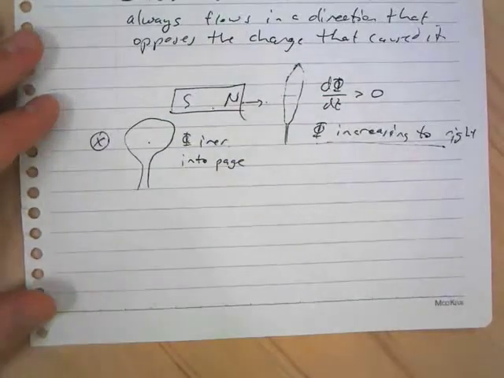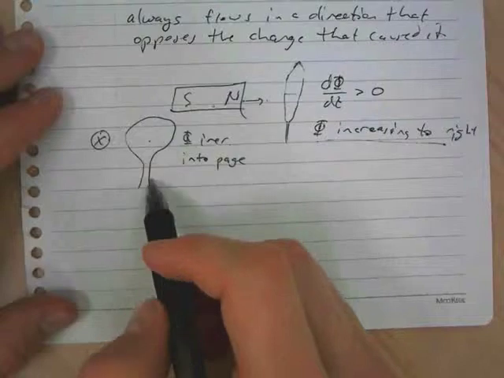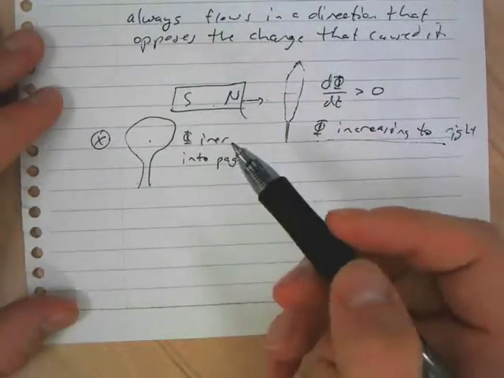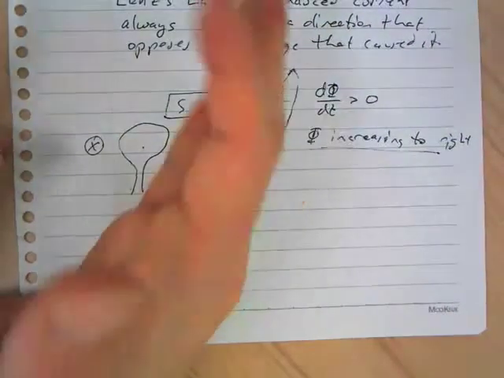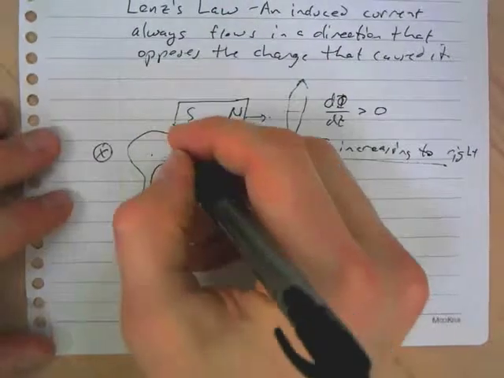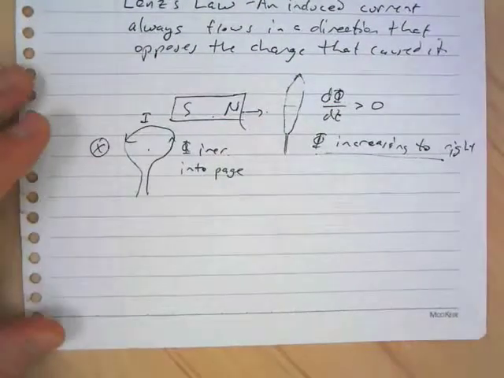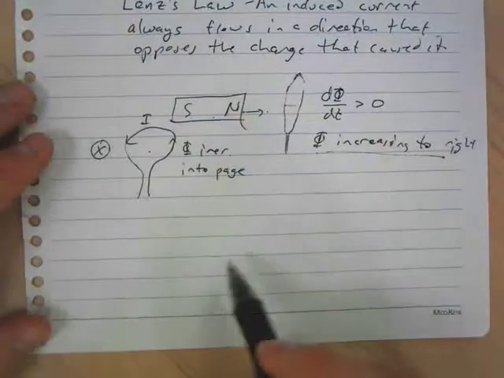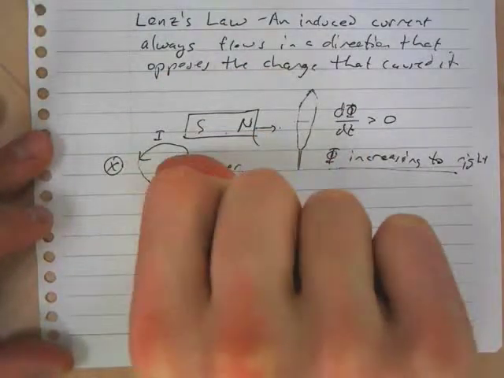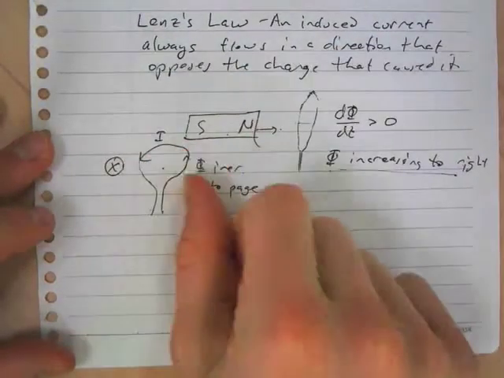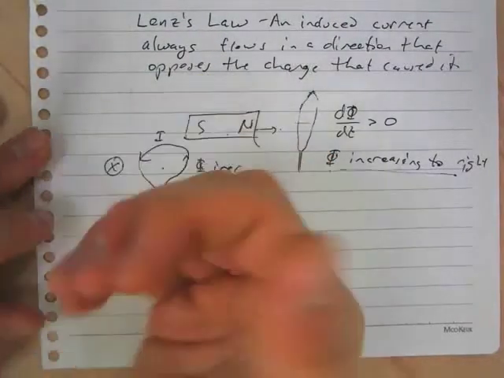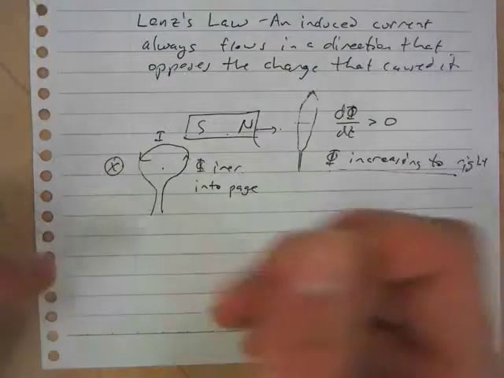Okay? Because that flux is increasing into the page, the induced current in this loop opposes that change. So flux into the page, the current wants to oppose that, so it'll generate a B field that would point out of the page, which means that current is flowing around this way. The induced current will flow counterclockwise. Okay, because the flux is increasing into the page, and Lenz's law says that the current opposes that change, so it generates a B field coming out of the page. Okay.